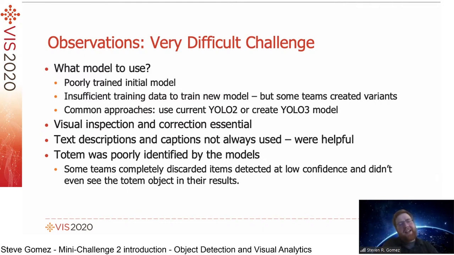The final observation is that the totem itself as an object category was actually poorly identified by the models that we saw in the submissions and by the default YOLO2 model. That was interesting, because some teams actually made choices based on how hard it was for the model to recognize a particular object class. They might have made a choice to discard that object class as being the totem, because they thought, well, the totem's probably some prominent object that might be detected well. Or maybe there need to be multiple occurrences of the totem to have confidence that it's a special item. If you made choices like that and they didn't align with what we were actually saying in the problem or in the ground truth data, then you might have been led astray. Next slide.